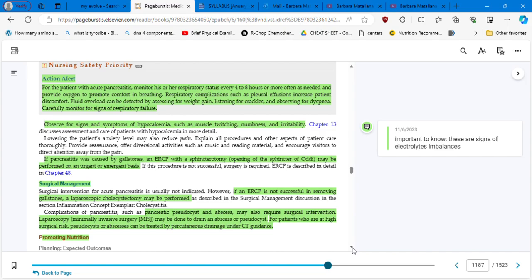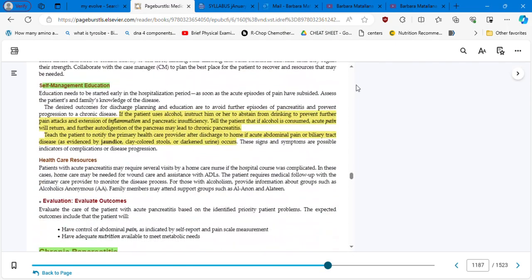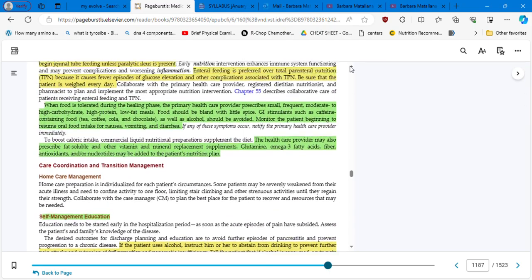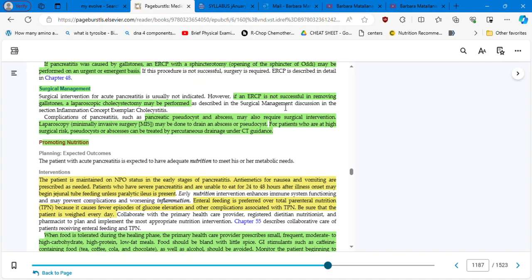Now, surgical management. If an ERCP is not successful in removing the gallstone, a laparoscopic cholecystectomy may be performed. Pancreatic pseudocyst and abscess may also require surgical intervention, and laparoscopy could be one of the choices, right?